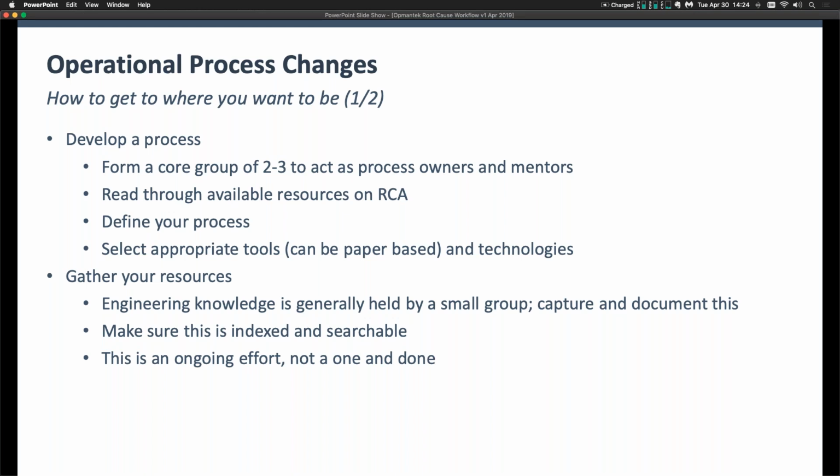So once you've made those kinds of selections, you want to gather your resources, right? And I've said it a couple of times today already, but generally speaking, engineering knowledge tends to be held in the hands of a very small group of people. Generally, they're very senior engineers. There are system architects. They're software architects. They're DevOps managers.